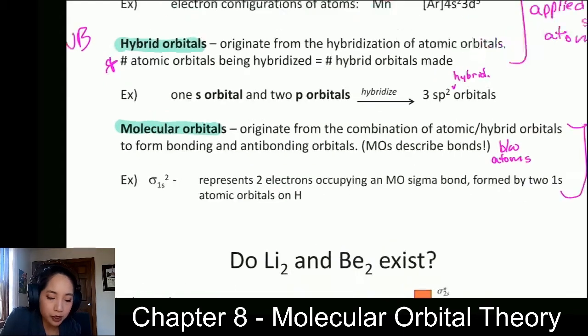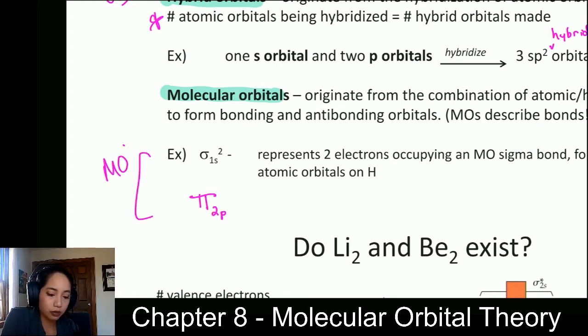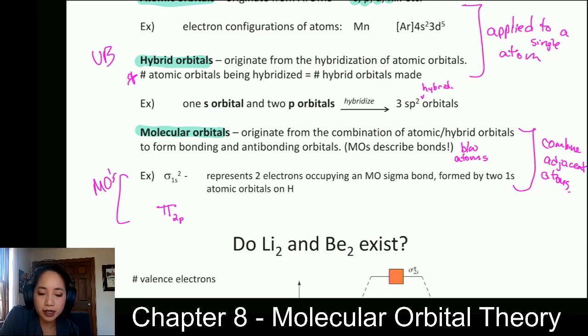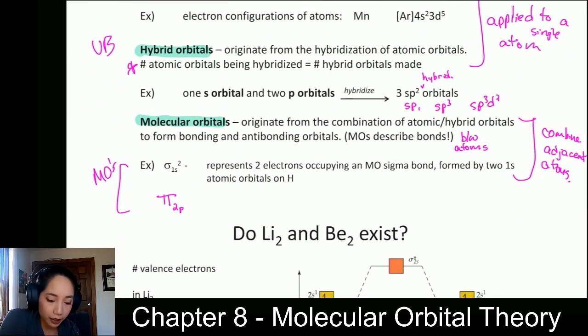The things you want to look for with molecular orbitals are things like sigma, because this describes a bond or a type of interaction. You can see something like sigma 1s, or something like pi 2p. These represent MOs, sigma and pi. Those are the ones you're going to see. For hybrid orbitals, you'll see things like sp2, sp, sp3, sp3d2, while atomic orbitals are things like spdf. For molecular orbitals, you're looking for symbols like sigma and pi. All right, so that overviews all of the different orbitals.